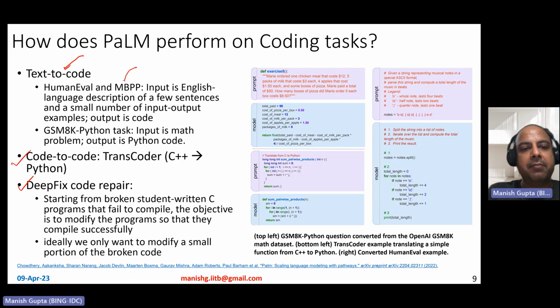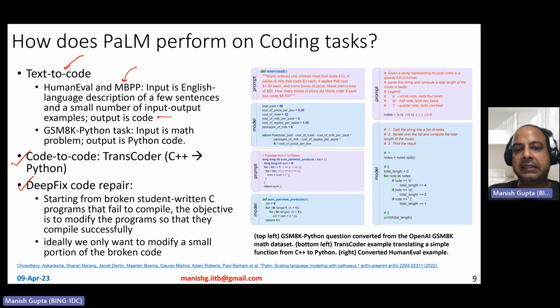For HumanEval and MBPP, the input is an English description of a few sentences and a small number of input-output examples for the model to understand what to do, right? And the output expected is code, clearly. The GSM 8K Python task is derived from the GSM 8K arithmetic benchmark, and the input is therefore a math word problem, and the output expected is Python code. Okay. So that is that.